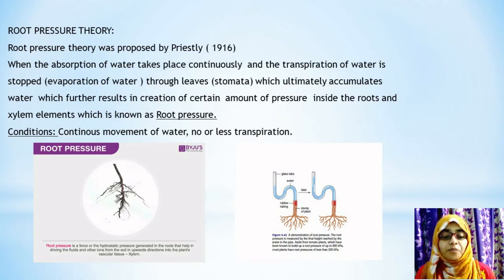Okay. So in this theory, what he is explaining is, when the absorption of water takes place continuously and the transportation of water is stopped, that is, evaporation is stopped through the leaves, that is through stomata, water accumulates and further results in creation of a certain amount of pressure inside the roots or xylem. You will not get the definition directly. I will explain it in simple terms.